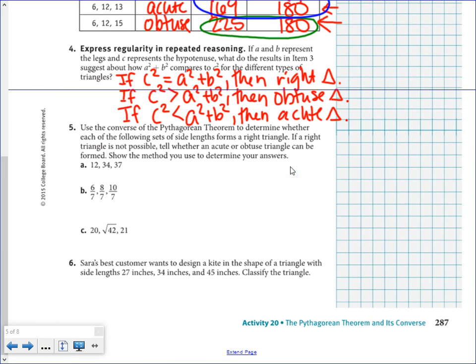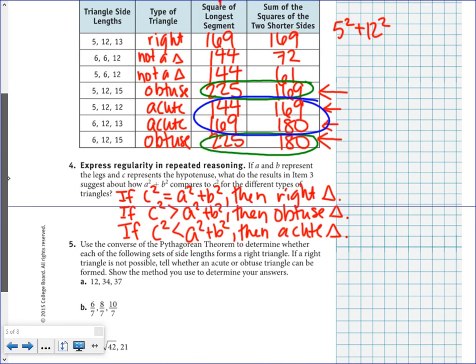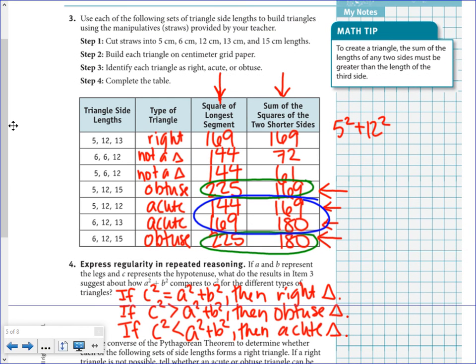So now let's look at 5 and 6. They want us to actually apply that concept to these numbers and determine, do we have a right triangle or not? But first it says, if it is a triangle. So let's go back. I forgot to mention, we didn't even look at these two that were not a triangle.